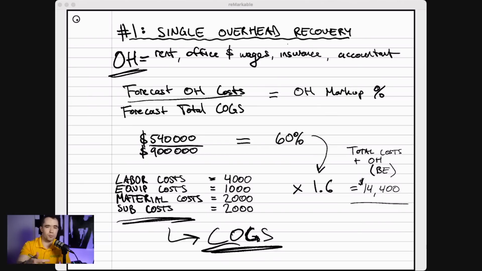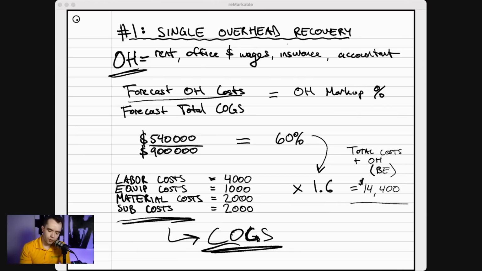These are the things that we're going to be bringing to Copilot CRM when we do job costing, because those are the job costs, the direct cost of the actual job: your labor, equipment, material, and your subcontractors. Now, let's look at number 1, the first way to do overhead recovery, and that is called the single overhead recovery mechanism.